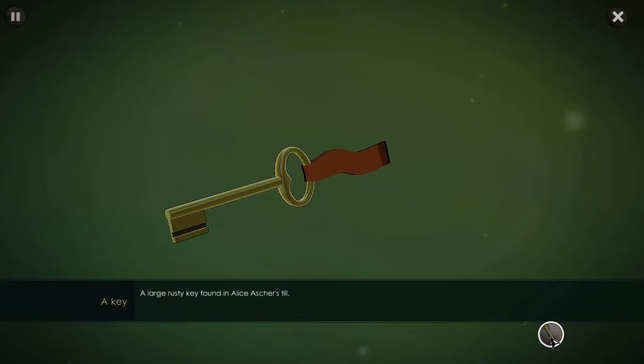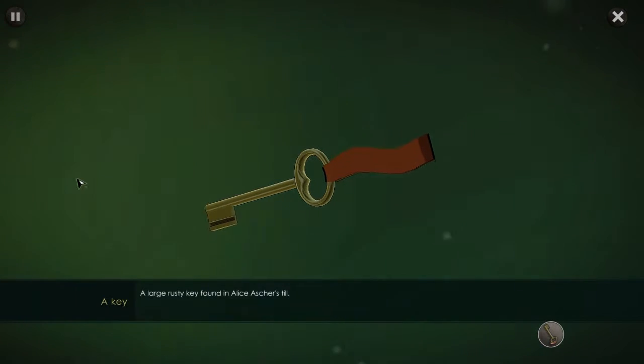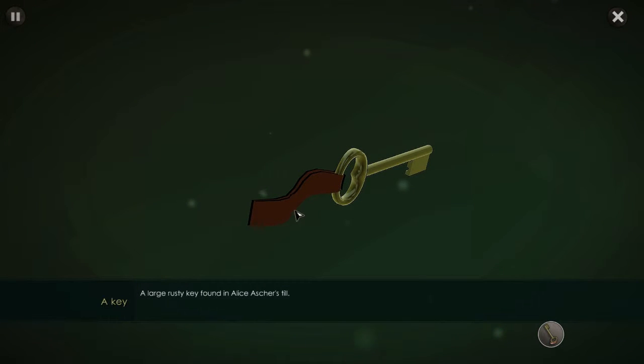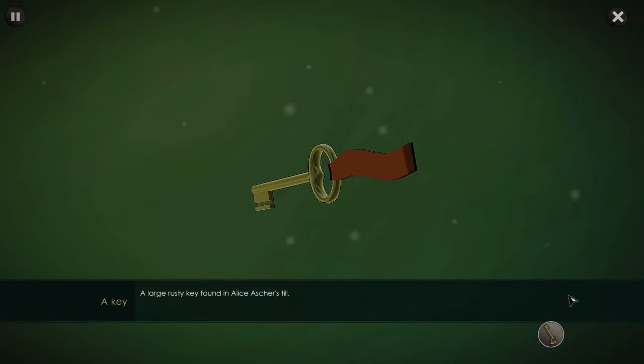A large rusty key found in Alice Asher's till. And there isn't anything special about the key. It is just an ordinary key.